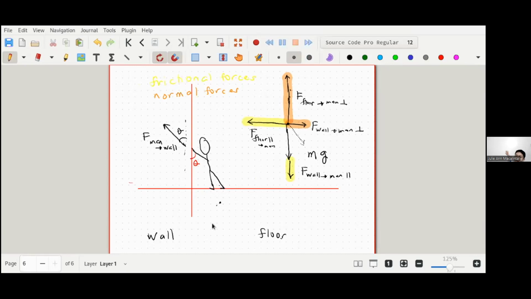Backwards. Like that. And then, based on the diagram, this is our forward direction. Forwards is to the right. Right? So, friction and the normal force are examples of contact forces. Ultimately, they are forces from the wall or forces from a surface. Okay?